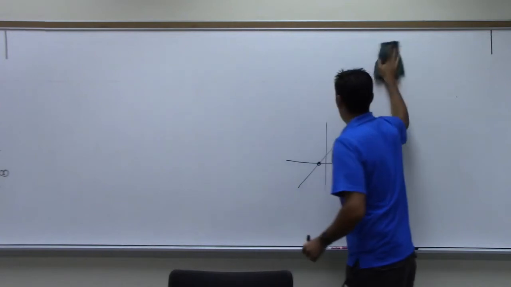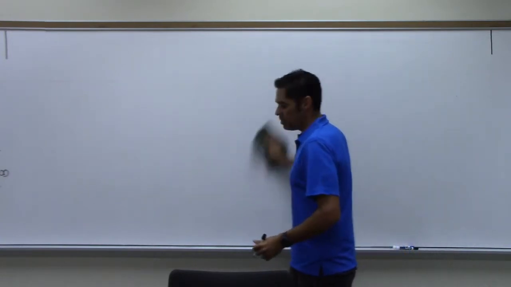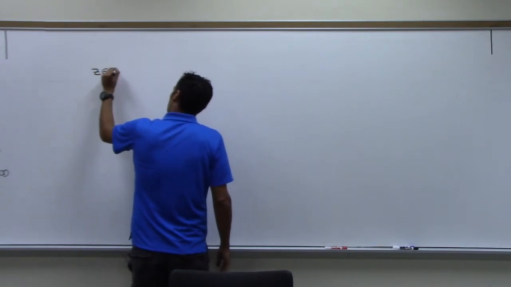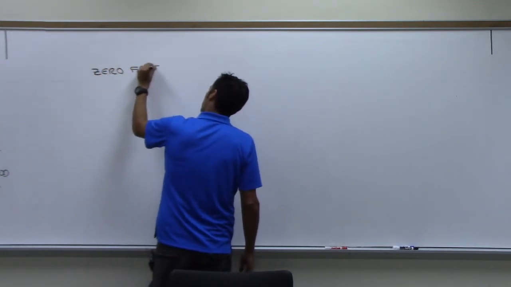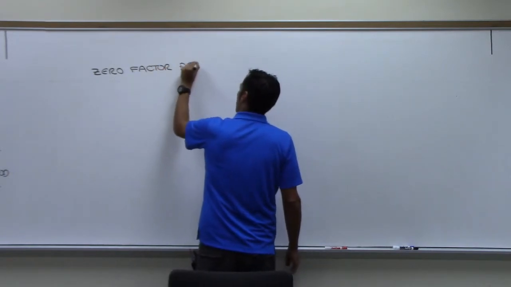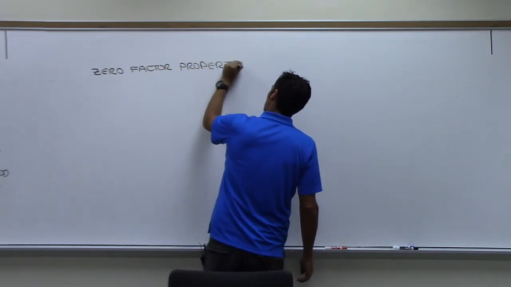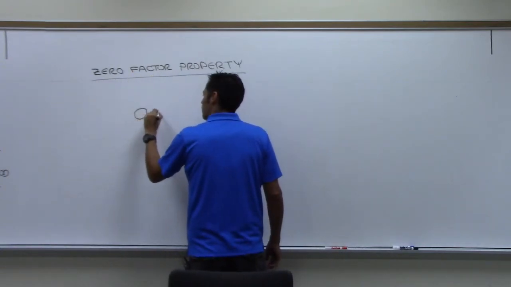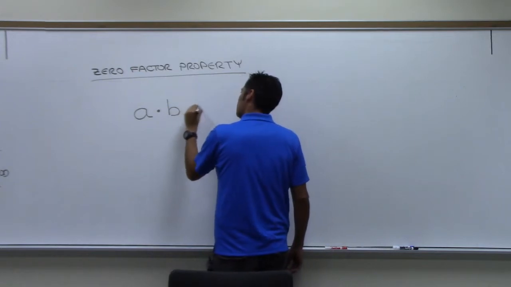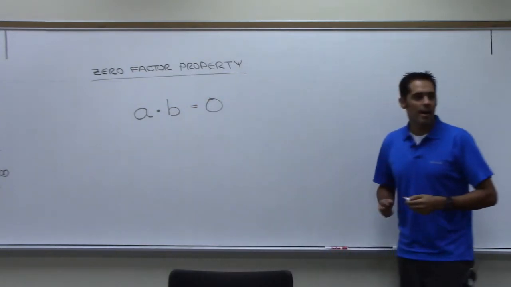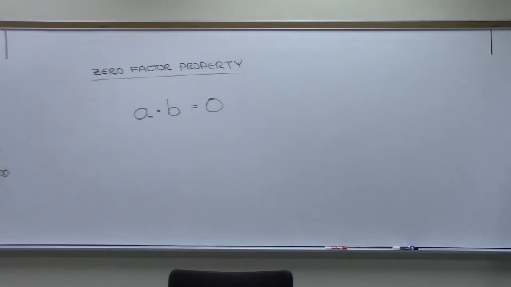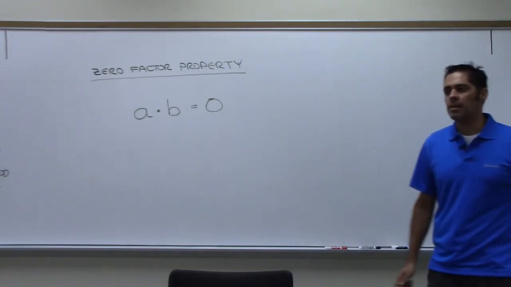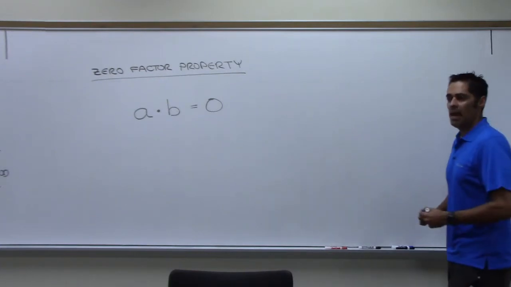Before I can do it, though, I have to make sure everyone is on board with this. It's called the zero factor property. This is a major property. We don't want to take it for granted. All right, if I tell you right now, A times B equals 0, what can you tell me about A and what can you tell me about B? Or can you tell me anything about them? One of them has to be 0.